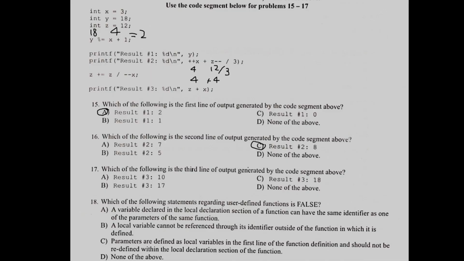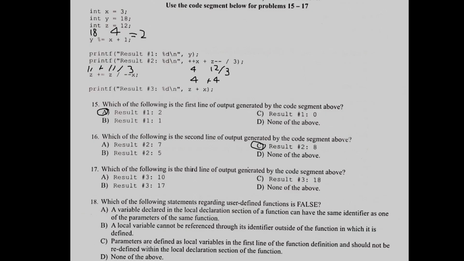17. Which of the following is the third line of output generated by the code segment above? In the third printf statement, it's asking us what is z plus x. Now we know that z was incremented to 4 and z was decremented to 11, so it's going to be 11 now. So we have 11 plus 11 divided by a prefixed x, which is going to be 3, since 4 minus 1 is 3.